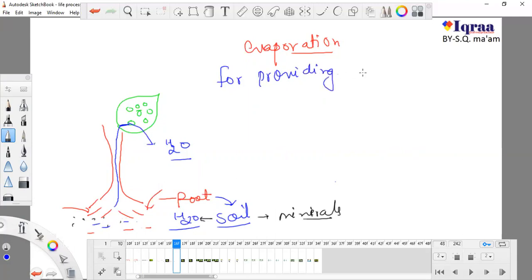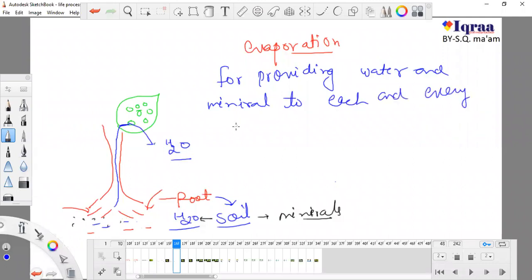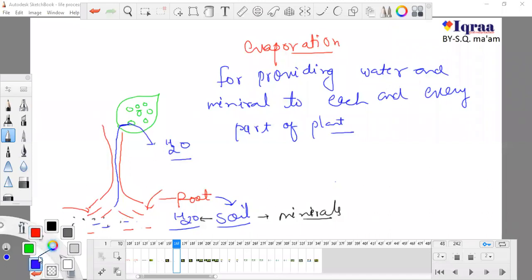For providing water and minerals to each and every part of the plant, the water and minerals will go, and the minerals go with the water.